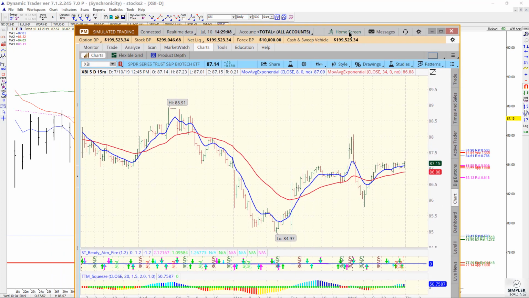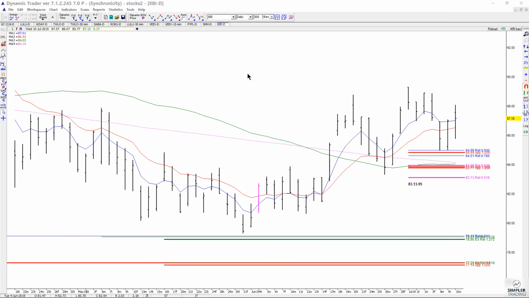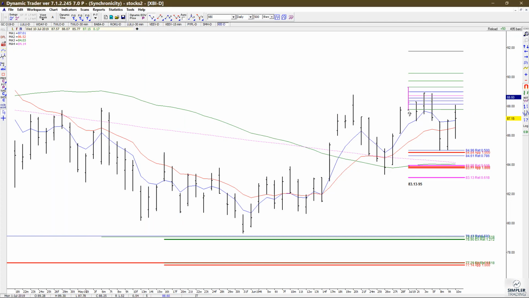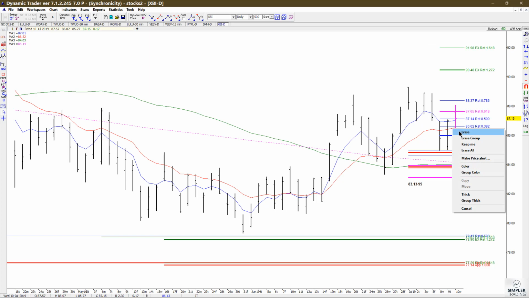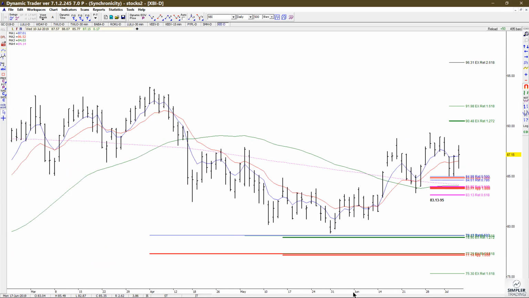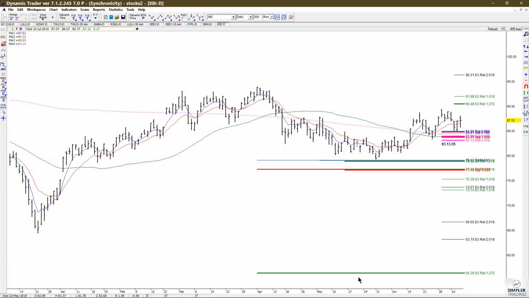And if it continues to rally from that support, we just run the extensions of the swing into the zone, and that tells us that the initial upside target is 90.48 and 91.98. But also look at this in the bigger picture.